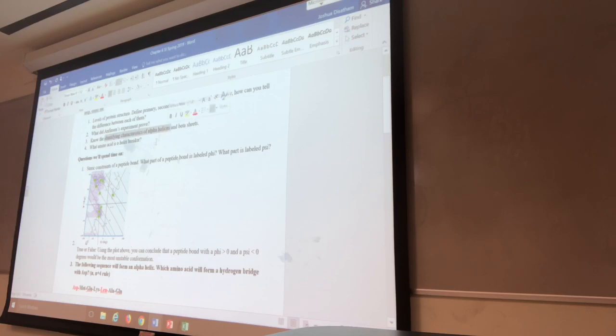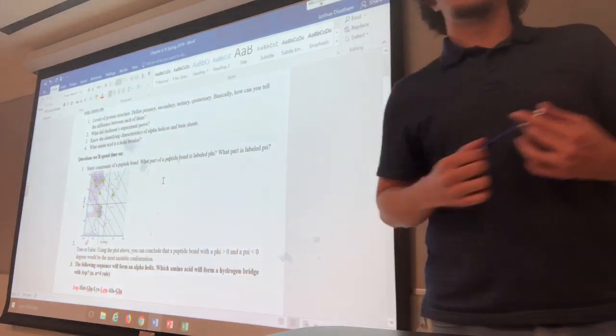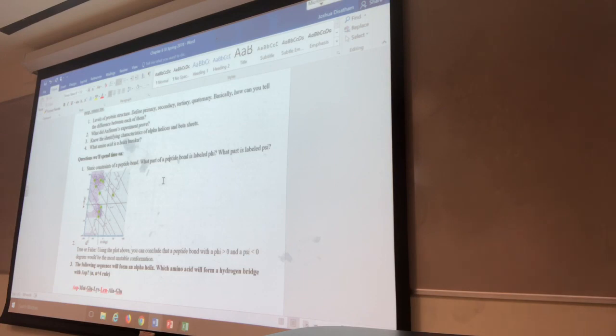Yeah, no, the identifying characteristics of alpha helices and beta sheets. Oh, and this special fact here, of your 20 amino acids, one of them does not like to be a part of helices. Which amino acid is that? Anyone know? It is proline. Make sure you memorize that. That's somewhere in your notes.